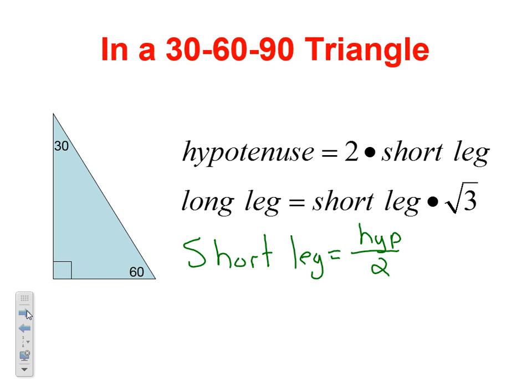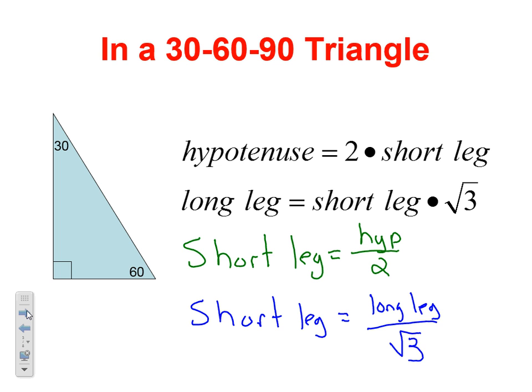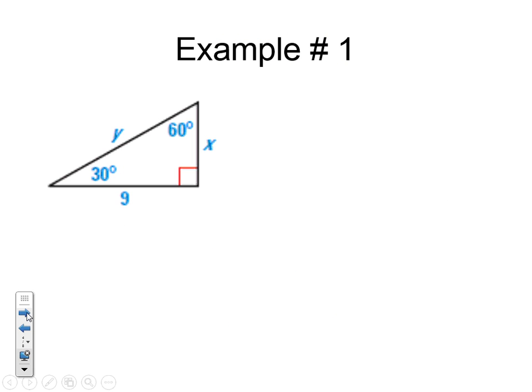Now if we need to find the short leg and all we have is the long leg, we can take the long leg divided by the square root of 3. So these are like our 4 equations that we're going to want written down for 30, 60, 90 if you don't already have them. Alright, ladies and gentlemen, I'm going to do 5 examples with you now. You need to make sure you get all of these examples written in your notes, please, alright?